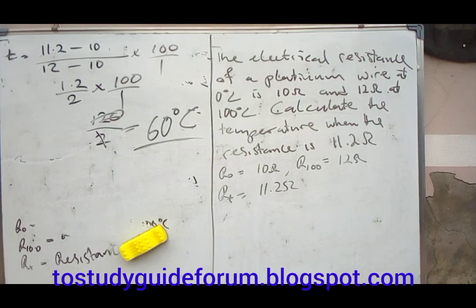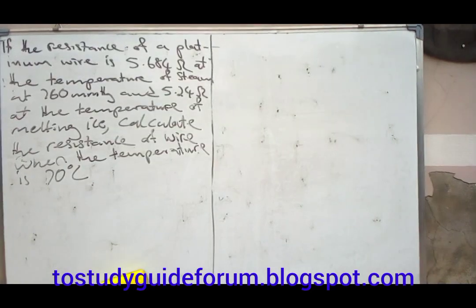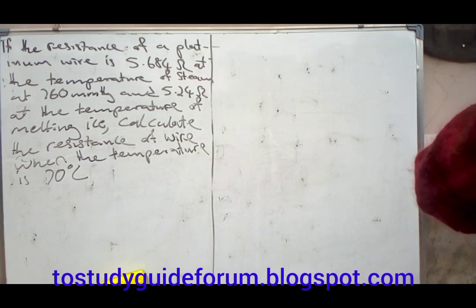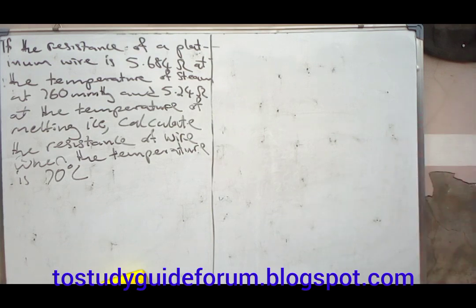Now we're going to solve another problem in regards to this. In this one, the resistance of a platinum wire is 5.684 ohms at the temperature of steam at 760 millimeters of mercury and 5.24 ohms at the temperature of melting ice. Calculate the resistance of the wire when the temperature is 70 degrees Celsius.